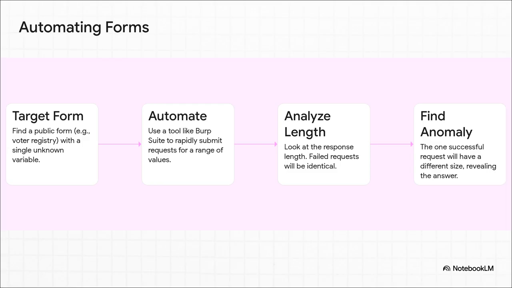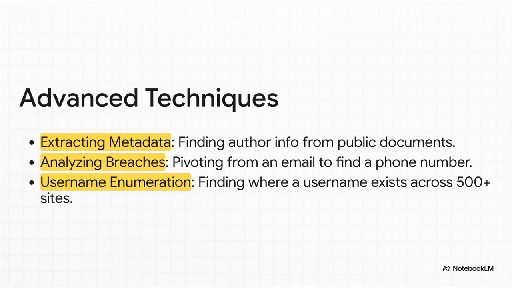They can use a tool to send hundreds of requests, one for every possible year. Now, here's the clever part. The server's response for every wrong guess will be identical, a small access denied page. But the one successful request will return a much bigger page with the actual address. That size difference, that anomaly, is the signal. That's the answer.